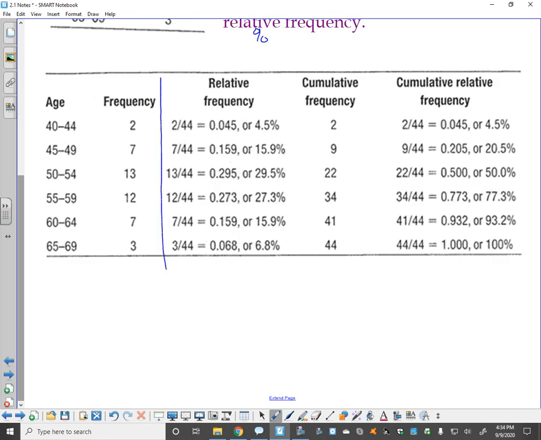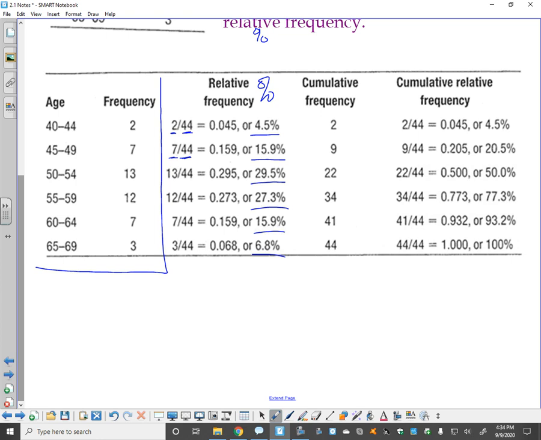So again, this was given to us. The relative frequency, again, that's just percentages. So I've got 2 out of 44 presidents. That's 4.5%. 7 out of 44 presidents. Okay, so all we're doing is getting our relative frequencies for each of our classes.